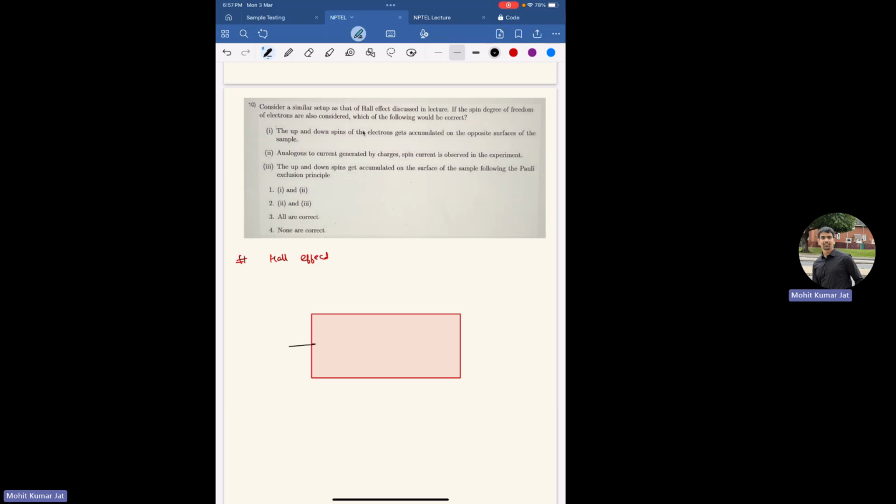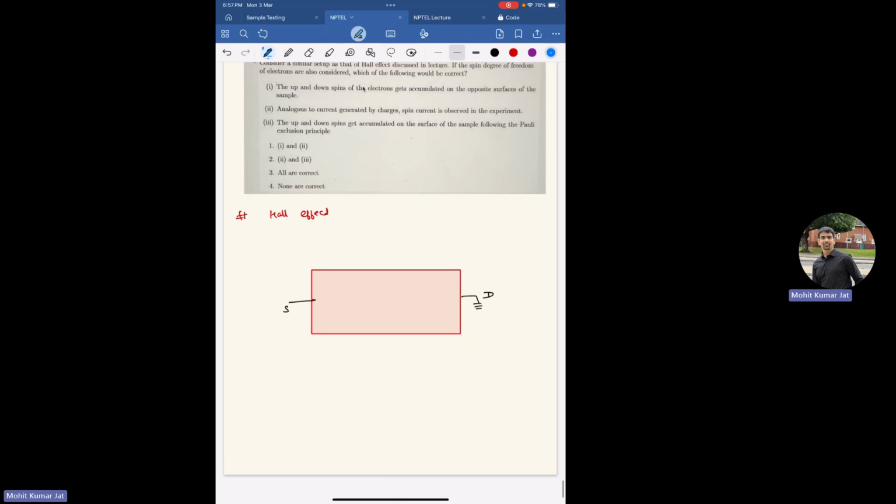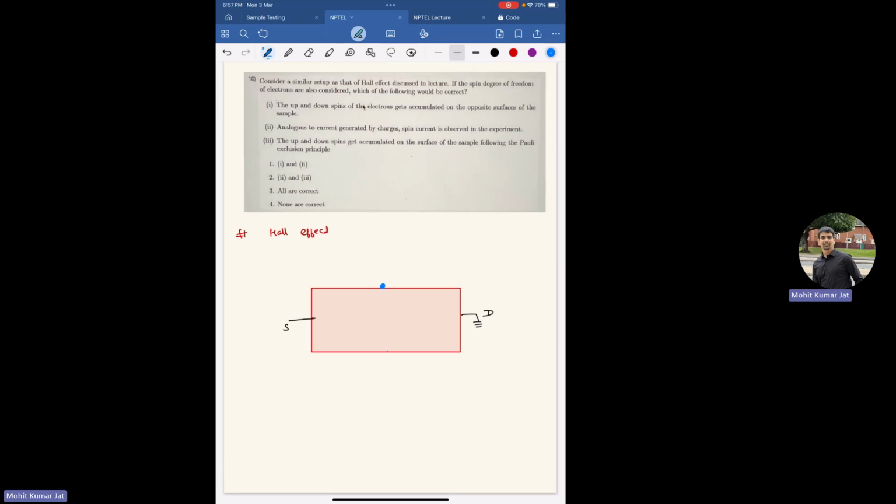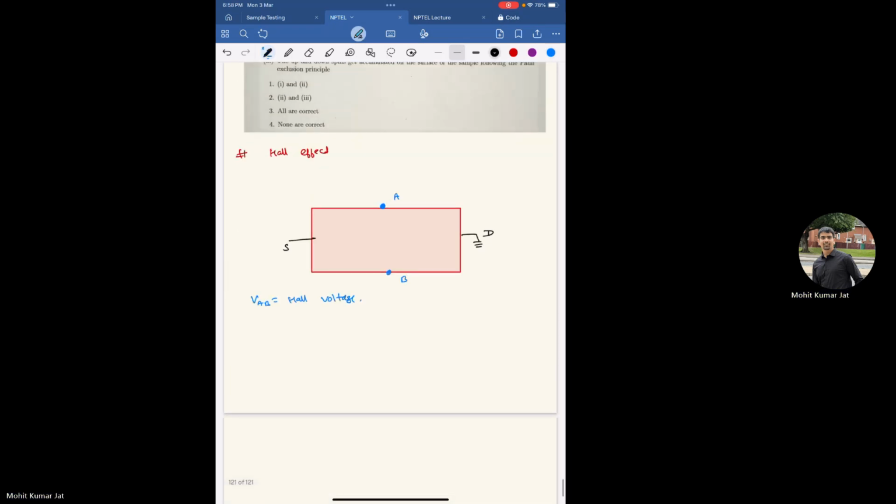This is my source. This is my drain. So the carriers will drift along these two points, A and B. VAB is the Hall voltage.